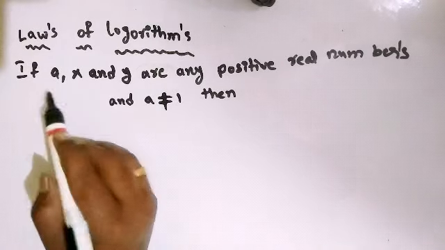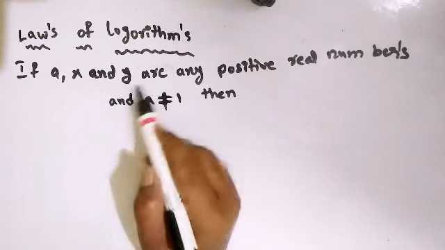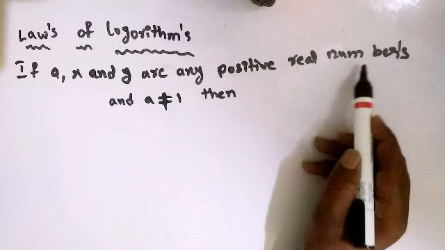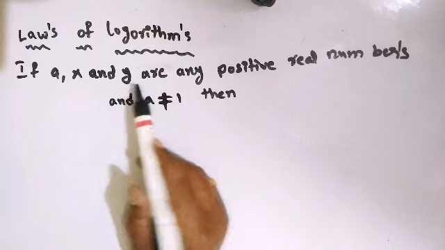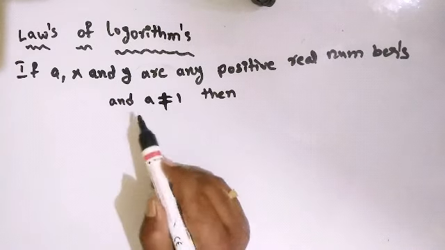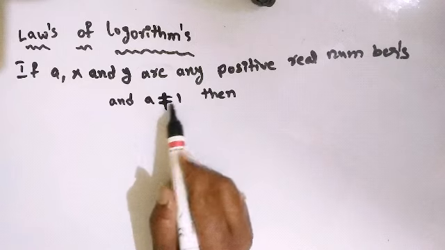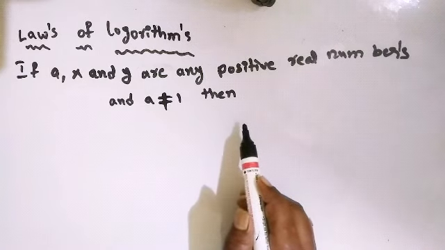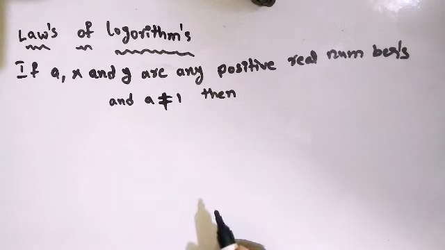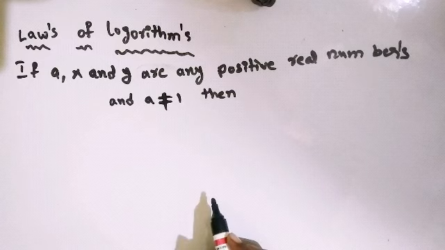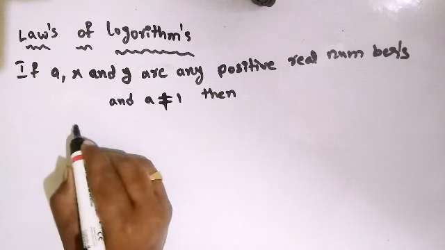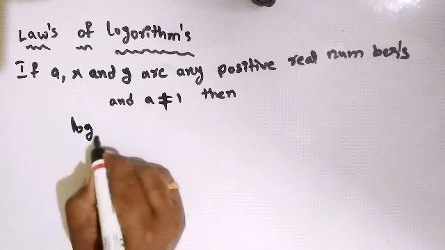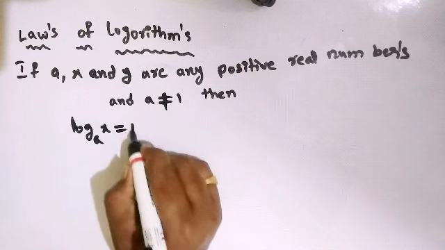If a, x, and y are any positive real numbers, and a is not equal to 1, that means a should not be taken as 1, then we have some laws. Before going to know about our laws, let me show a formula. Log base a x is equal to n.